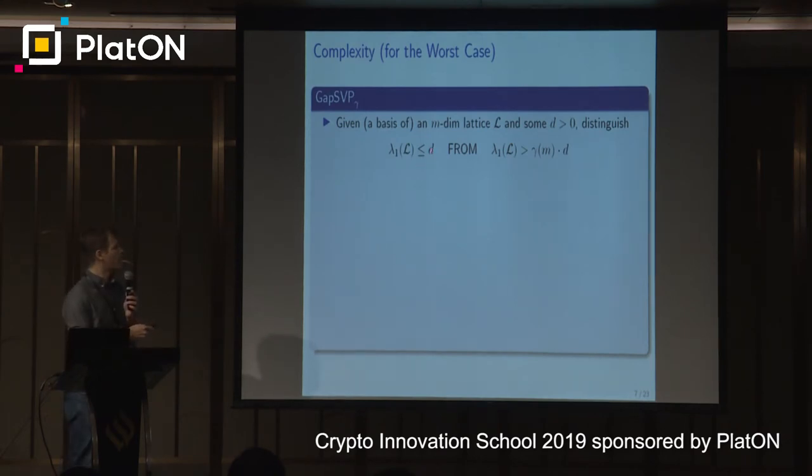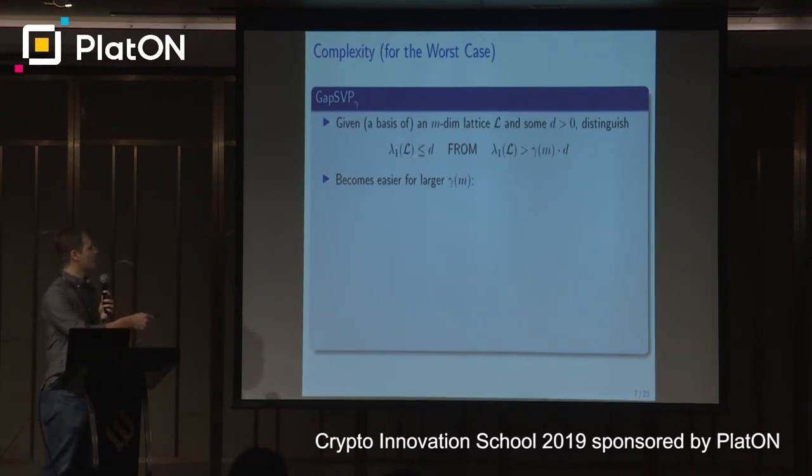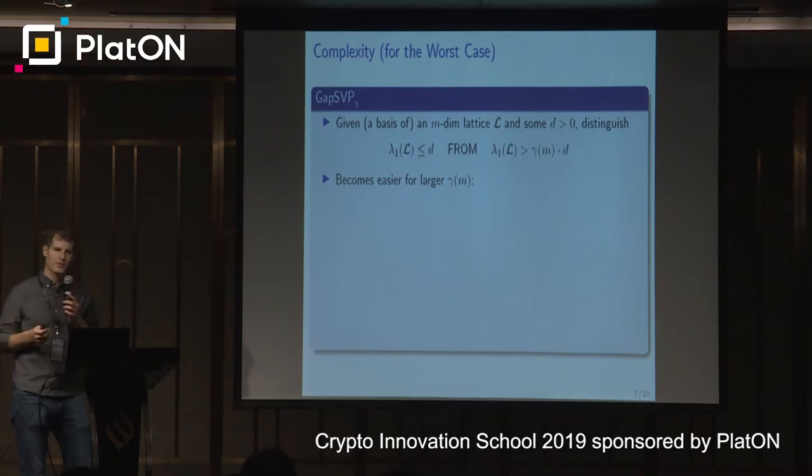But when the lattice has small minimum distance, at most d, then we should accept. And when the minimum distance is this large, we must reject. So this is a computational problem that has an input and a well-defined correct output for each input. And the problem is simply to design an algorithm which will solve this gap SVP problem. As you might expect, as the approximation factor gamma becomes larger and larger, this problem becomes easier, because the gap between the yes case, the small minimum distance, and the large minimum distance case grows larger and larger. So as gamma grows larger, this problem becomes easier.